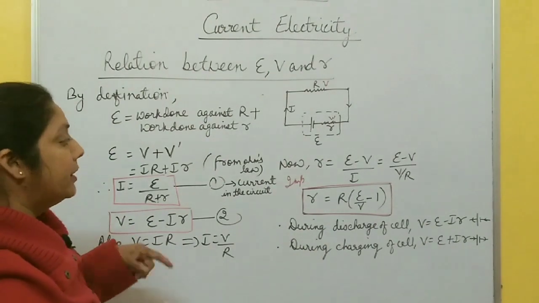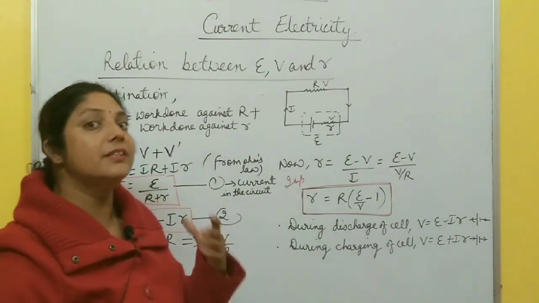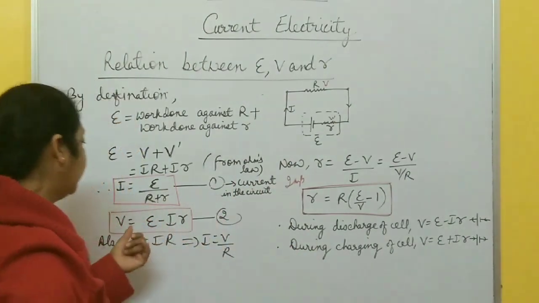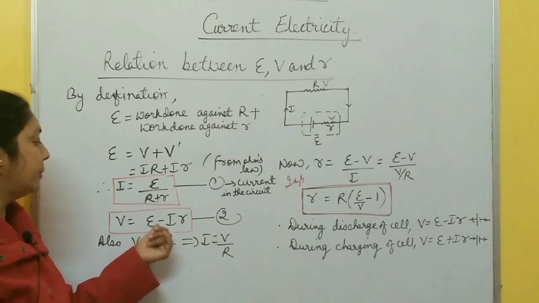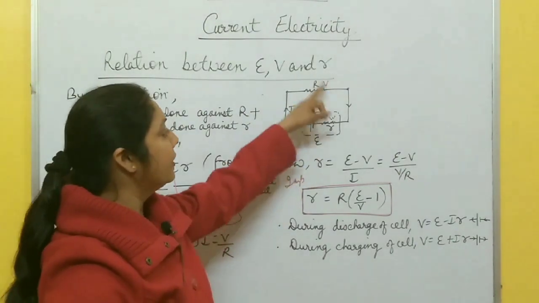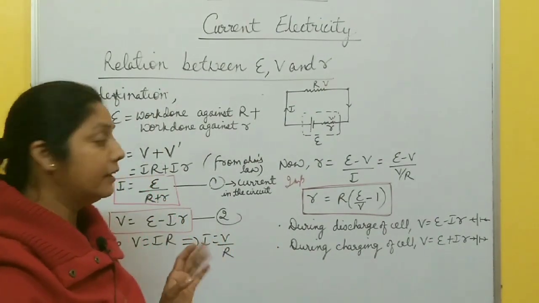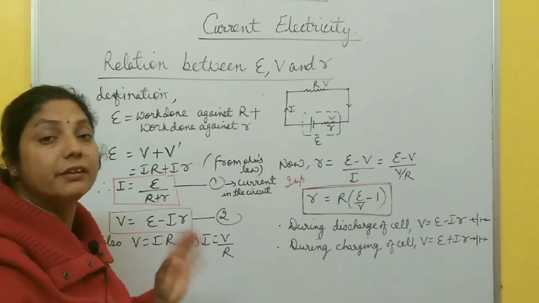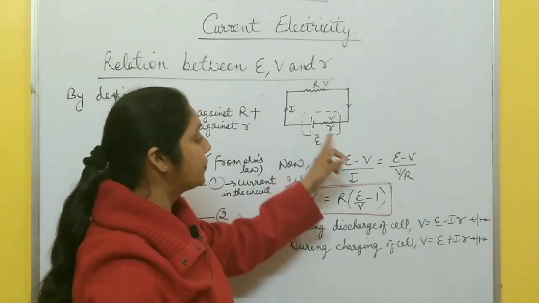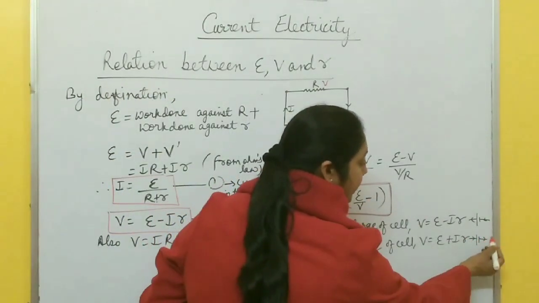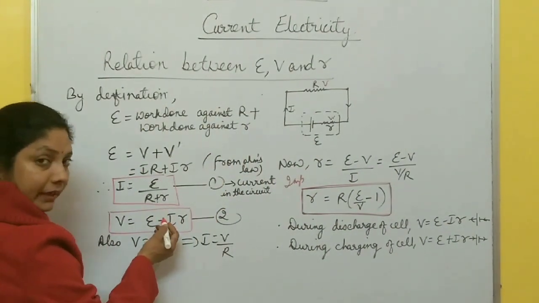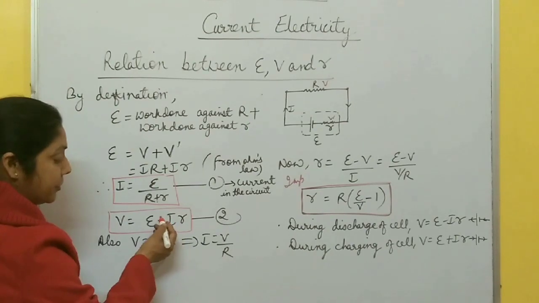One more thing, during discharging of the cell, when the cell is used, when the circuit is closed, it means the cell is discharging, and during that time this formula is valid, V equals E minus Ir, because current flows from the positive end to the negative end of the cell, right? But during charging of the cell, the reverse process is there. I already told you, during the charging process, current flows from the negative end to the positive end. It means you take here the negative direction of current, so plus.